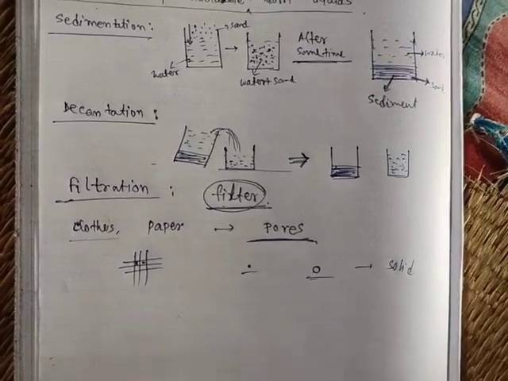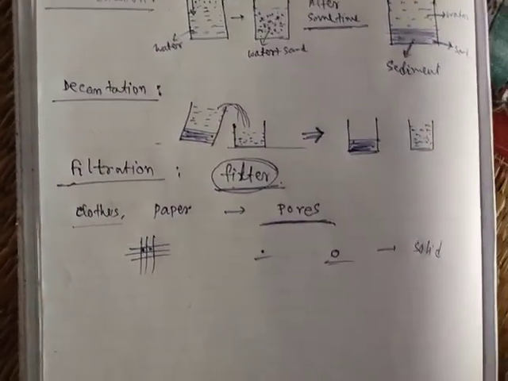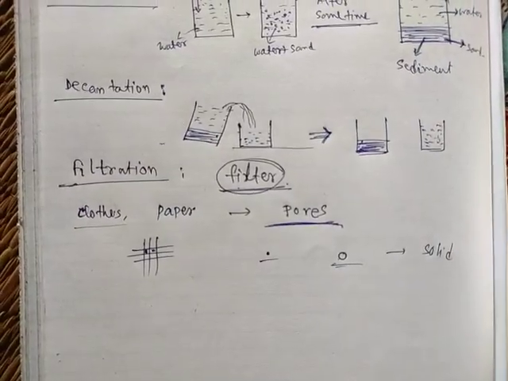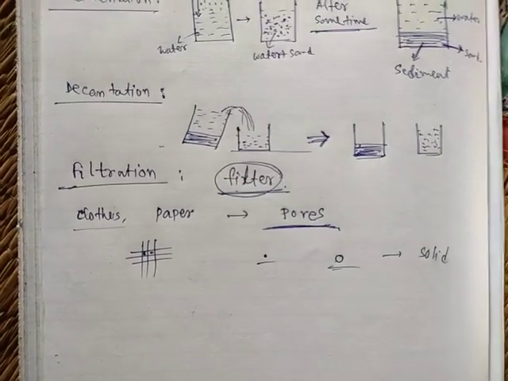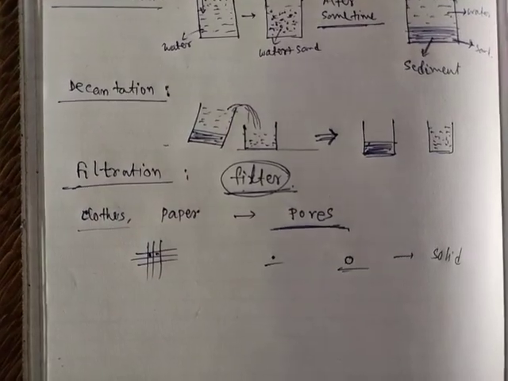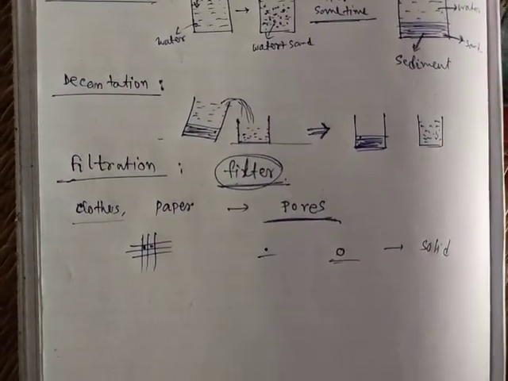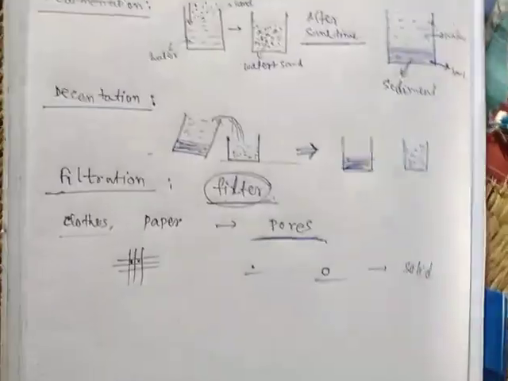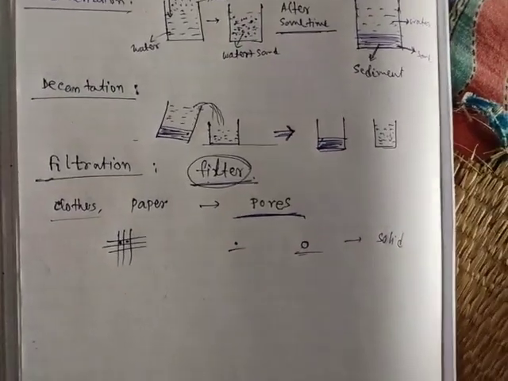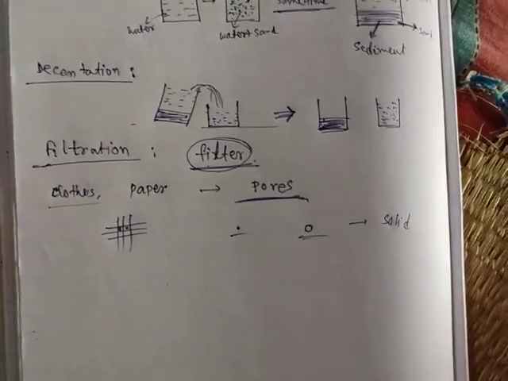Understand? So for example, suppose we want to separate a mixture of sand and water. So what will we do? We'll use a filter paper, and if we pour the mixture into the filter paper, then we see the water can pass through the filter paper, but the sand cannot pass through it. So at last we can collect the sand and liquid separately.